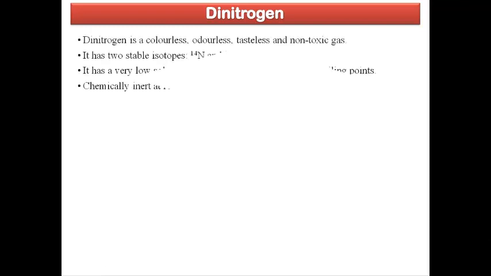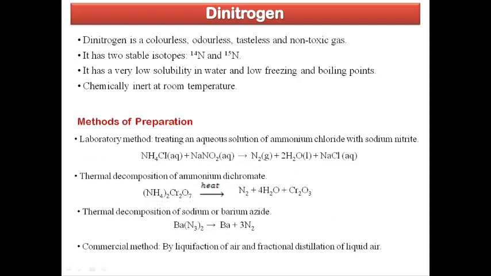Now let us take some of the examples of compounds of nitrogen. The first one is dinitrogen. Dinitrogen is a colorless, odorless, tasteless and non-toxic gas. It has two stable isotopes, N14 and N15. It has very low solubility in water and low freezing and boiling points. It is chemically inert at room temperature.